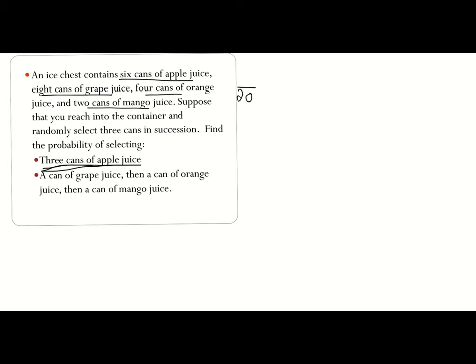And 6 of them are apple juice. So the first time I reach in, I have a 6 out of 20 chance of getting an apple juice. Then we're going to assume we got an apple juice. I'm going to reach in again. Now there's not 20 left, there's 19. And there would be 5 cans of apple juice. And then I get another apple juice. So there would be 4 out of 18 left.